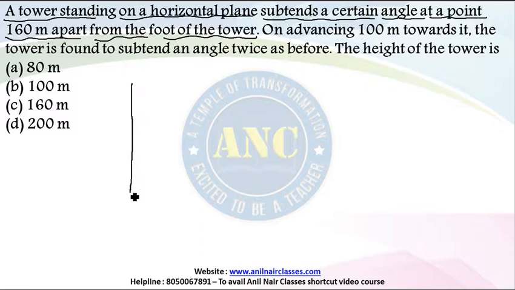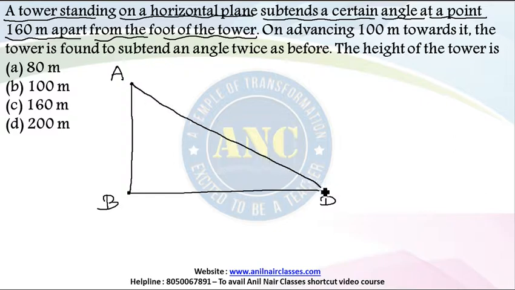Let me draw statement by statement. There is a tower which I will call AB. A tower standing on a horizontal plane. This is my horizontal plane. I will name this horizontal plane as BD. Subtends a certain angle at a point. This is a point I will assume. I will take that point as D itself.